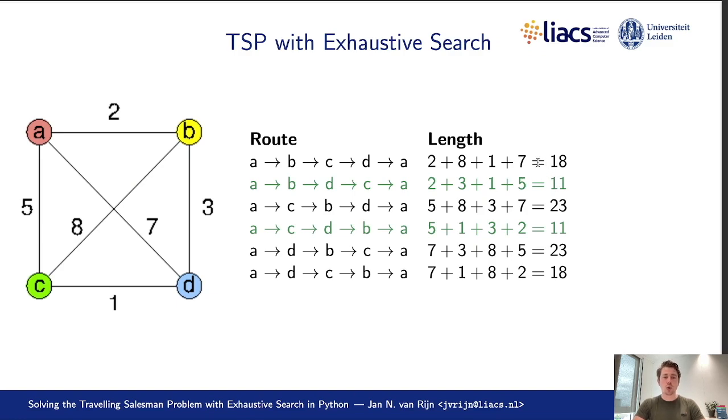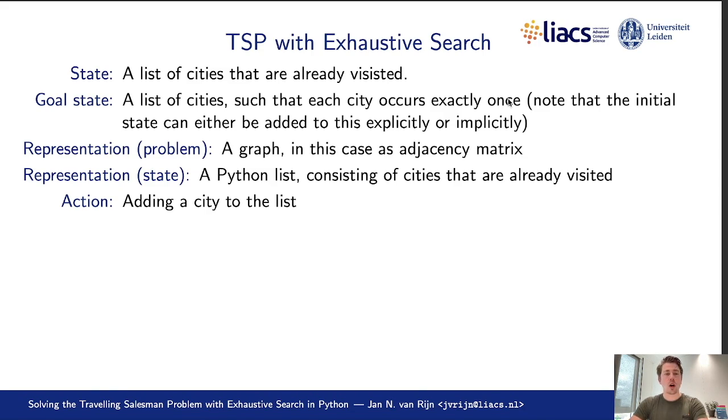But we also see that all the routes here start in A, because we can also prove that if we just want to find a shortest route, we can always start in A, because a similar route would be found if we wanted to start in any of the other cities. So this is a property that we can use to make the algorithm a little bit easier or faster. Now, how are we going to do this?